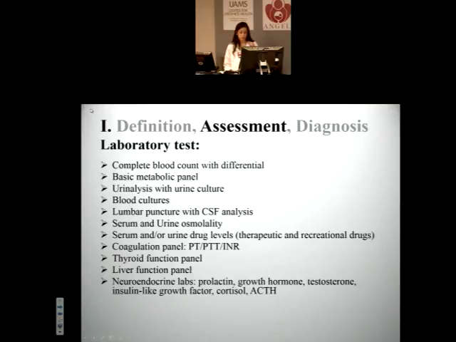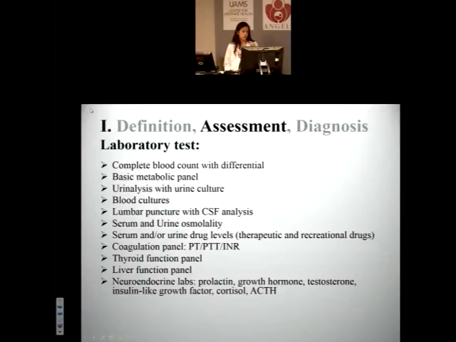Blood cultures, lumbar puncture with CSF analysis, if you're worried about meningitis, serum and urine osmolalities, again, if you're worried about sodium impairments in these patients. Drug levels, serum and or urine levels, if you think that this is related to drug problems, or if a patient is on an anti-epileptic and it needs to be monitored. For instance, perhaps this could be Dilantin toxicity in a patient with seizure after head trauma. You do need to think about that.